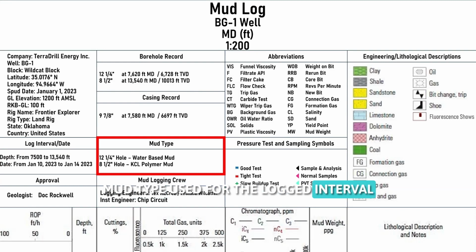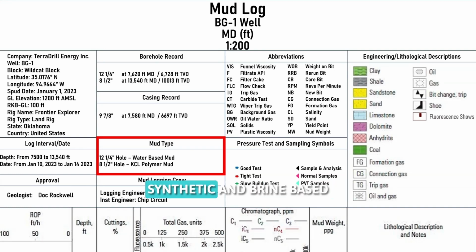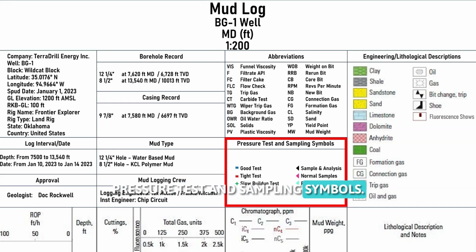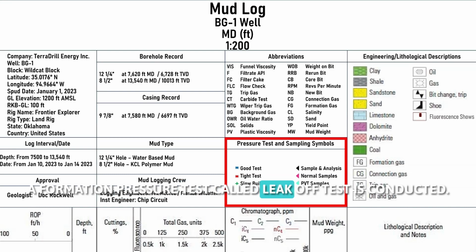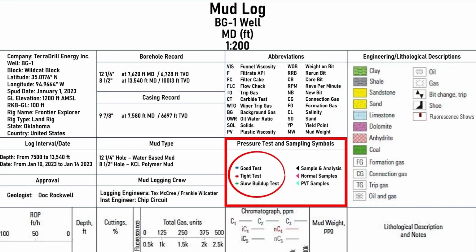Mud type used for the logged interval contained in the mud log. Mud types can be water-based, oil-based, synthetic, and brine-based. Pressure test and sampling symbols. Pressure tests are normally conducted after a casing is run and cemented. This is called a casing pressure test. Also, prior to drilling the next hole section, a formation pressure test called a leak-off test is conducted. Pressure test symbols are used to document the type and quality of the pressure tests.